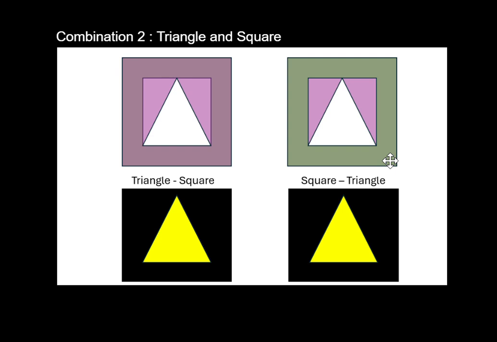If you put a square first followed by a triangle, the light will pass through the square, but when it reaches the triangle part, it will be blocked. So you end up still getting a triangle shape. Same thing, whether you put triangle first followed by square or square first followed by triangle, it doesn't make a difference. You will still get a triangle shape.